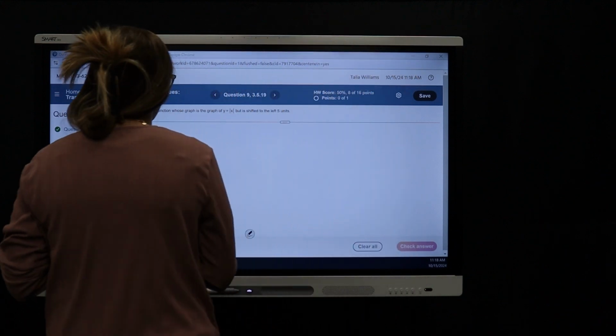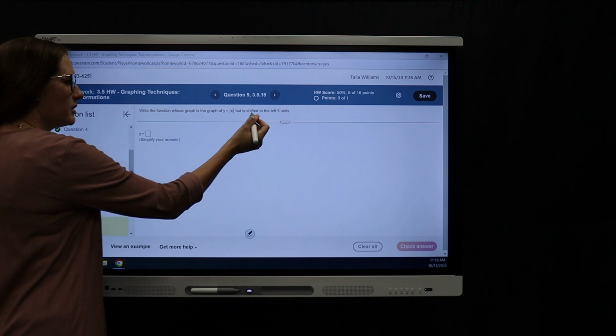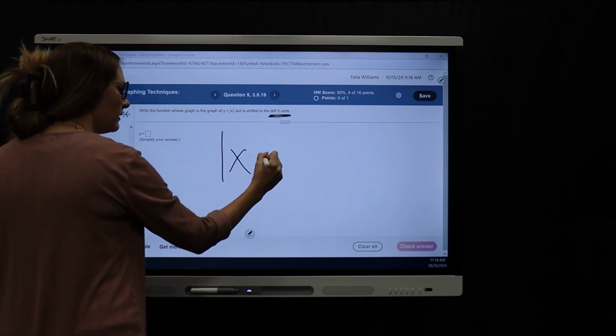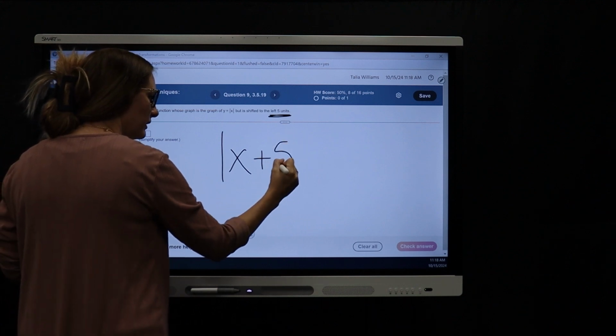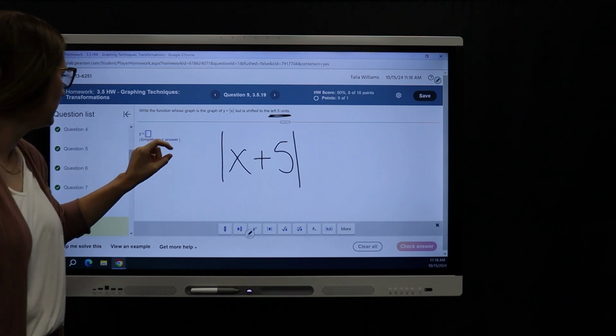Write the function whose graph is the graph of y equals the absolute value of x shifted to the left 5 units. So left is the opposite of what you would think. It's plus 5 because if I solved it for x, I'd end up with -5.